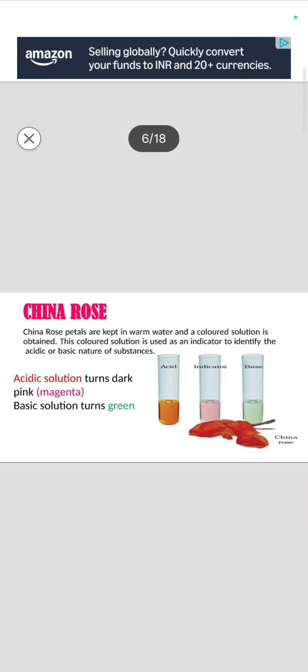Talking about the turmeric indicator, the turmeric remains yellow. Turmeric is generally yellow in color. So the turmeric remains yellow in the acidic solution, but in basic solution it changes to reddish brown. This is about turmeric. So these are the famous natural indicators.